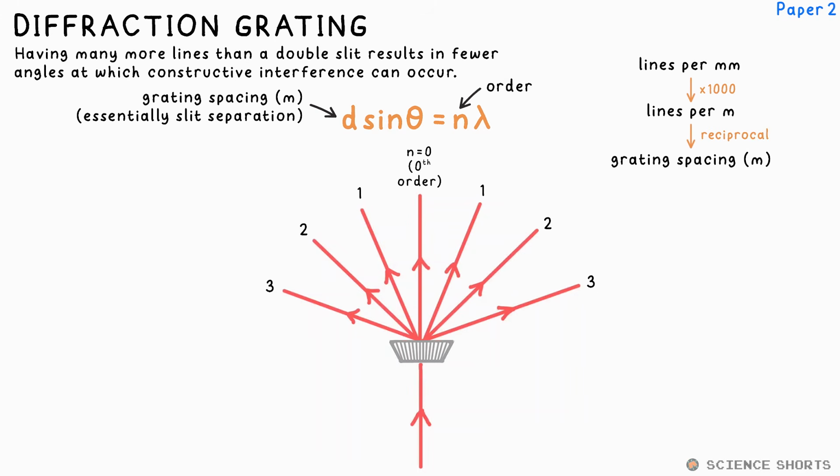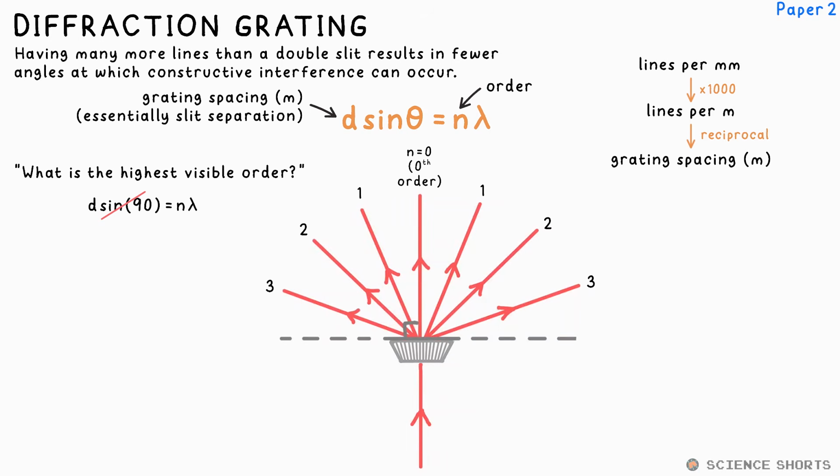Often you'll be given the grating or line spacing in lines per millimeter, which you need to turn into meters. Essentially, meters per line is the reciprocal before it can go into the equation. You can also be asked to find out the maximum visible order. In this case, we want to find out what order is made at 90 degrees. Sine theta equals 1, so n equals d over lambda. Let's say this ends up being 3.8. There's no such thing as a 3.8th order, so only orders up to the third one are visible.